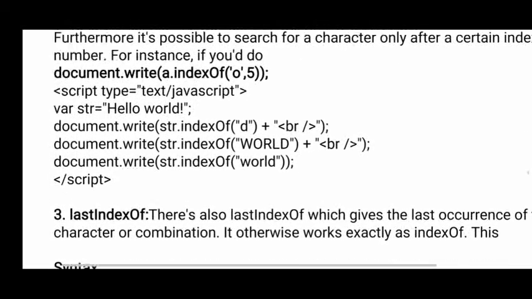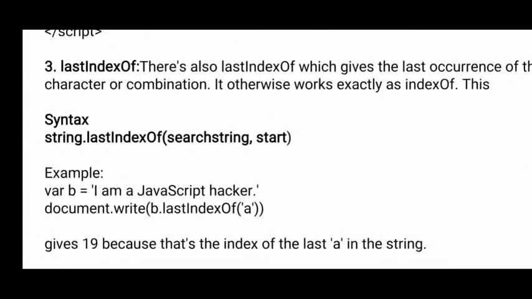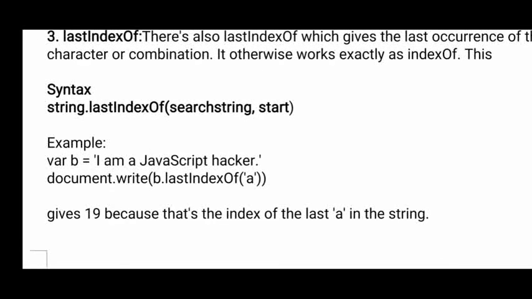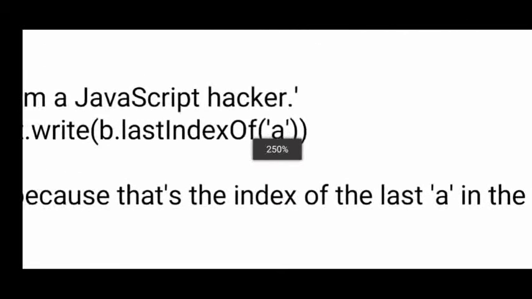Now, last index of method. If it is only the index of method, the character will be searched from left to right. But for the last index of method, it will search the character from right to left. Okay, it starts from the ending, not from the beginning. B dot last index of a. So from the right side, in the reverse order, you should come. So 19 is the last index of character a.